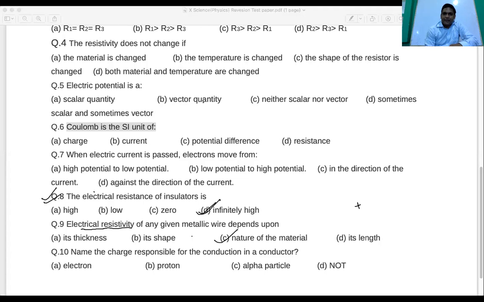Okay. So electrical resistivity depends only upon the nature of the material. Now, coming to another question, the 10th question: name the charge responsible for the conduction in a conductor. Electron. Yeah, it's only the electron. So the correct answer will be electron. This is basically the paper which I have given you to solve, and this is the solution of that.